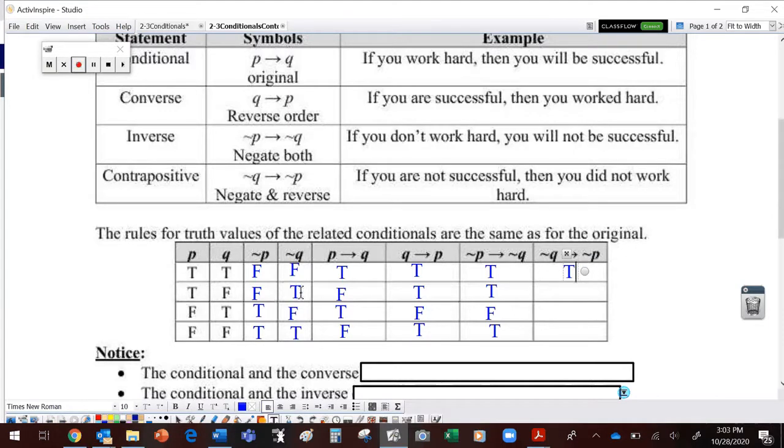Okay, then next one. If not Q, then not P. Well, the not Q, the hypothesis is true, and the conclusion is false. This is the scenario where the entire statement ends up being false. Okay, then the next one. If not Q, then not P. We have the original statement is false, and the hypothesis is false, the conclusion is true. That makes the entire conditional true. And then lastly, we look at the scenario where not Q is true and not P is true. That means that that contrapositive is going to be true.